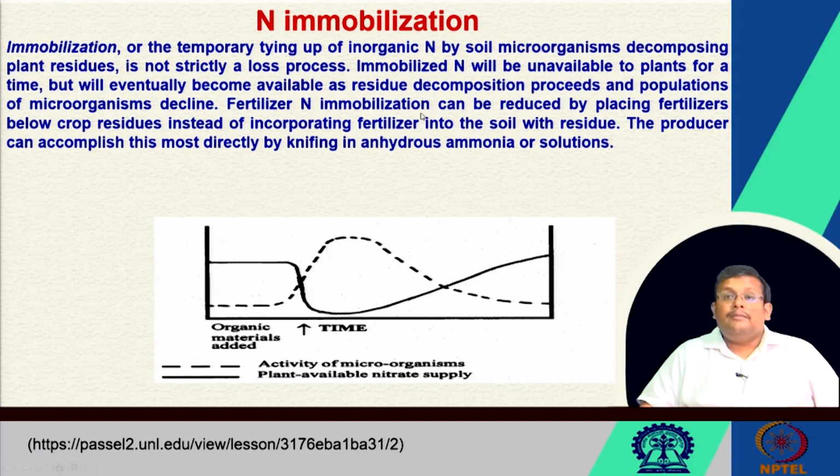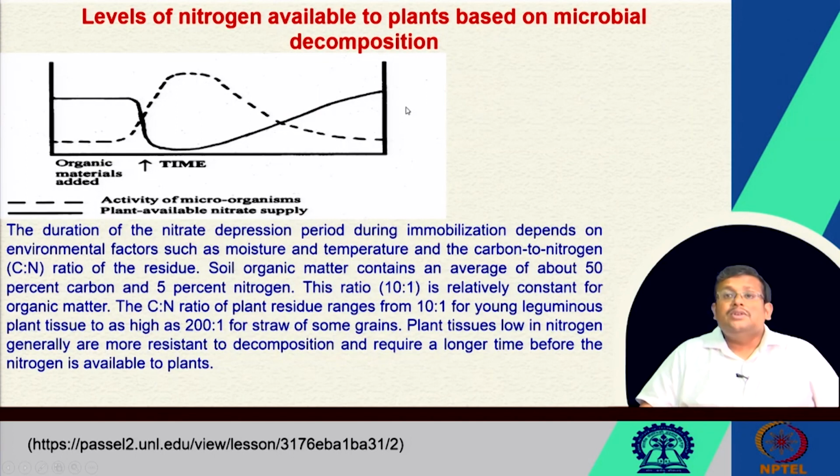is dependent on microbial population and also the presence of plant available nitrogen and different types of organic material, and of course, the CN ratio. Now, remember that the duration of the nitrate depression period during immobilization, we can see here, depends on environmental factors such as moisture and temperature, and the CN ratio of the residue.